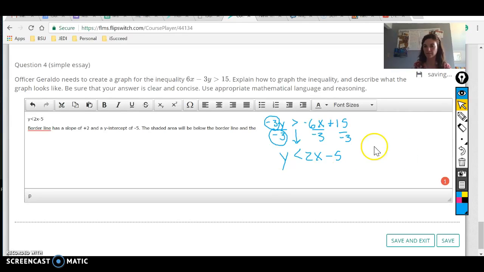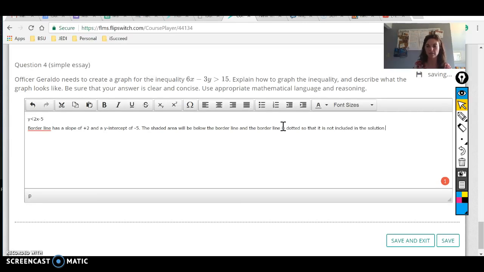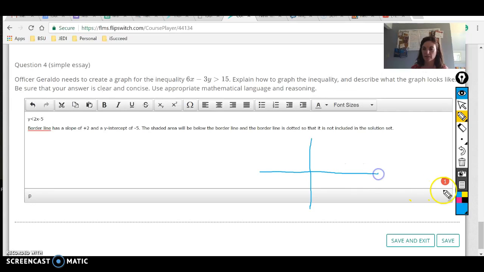And we'll go ahead and make the borderline dotted so that it is not included in the solution set. Okay, so it's going to look something like this. Okay, it's going to cross down here at negative 5, and it's going to have a slope of positive 2.